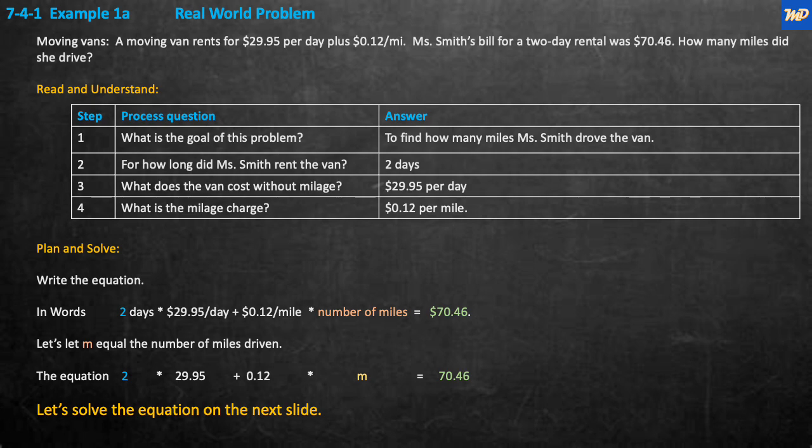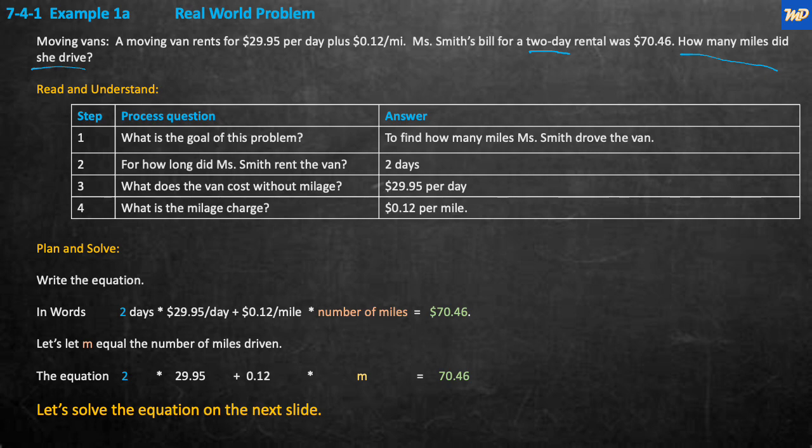Starting off, step 1, what is the goal of the problem? As we look through it, we can see that the goal is to find out how many miles Ms. Smith drove. So it says right here, how many miles did she drive? Okay, so that's the first question. The second question is, how long did she have the van to rent? Well, we know here that the bill was for a 2-day rental. So now we know we're looking for how many miles. We know that she had it for 2 days.